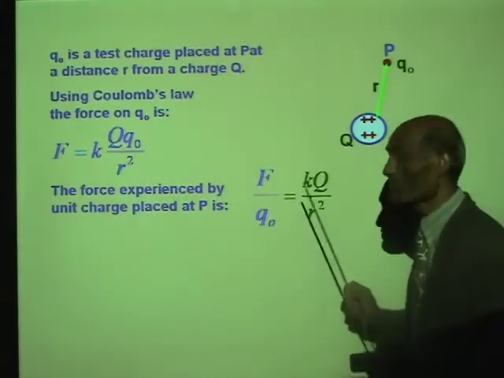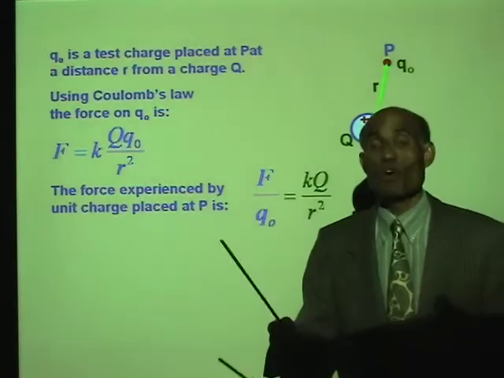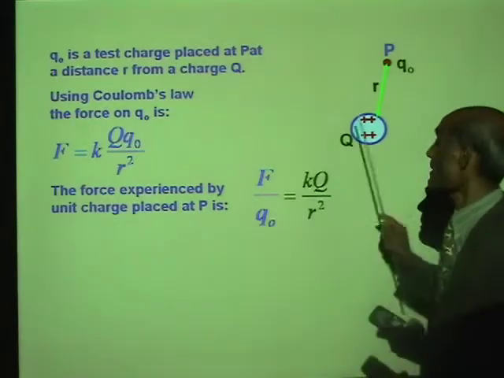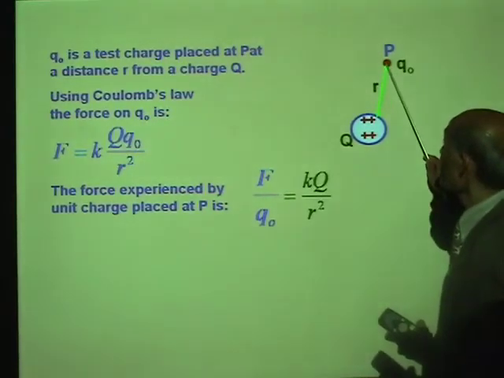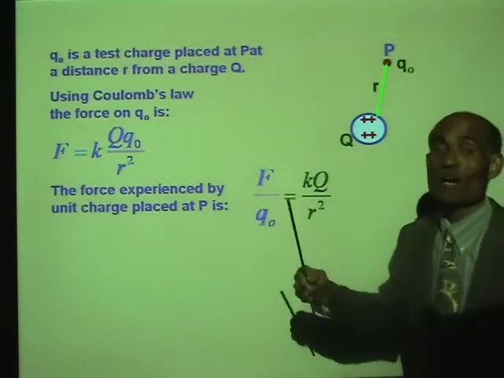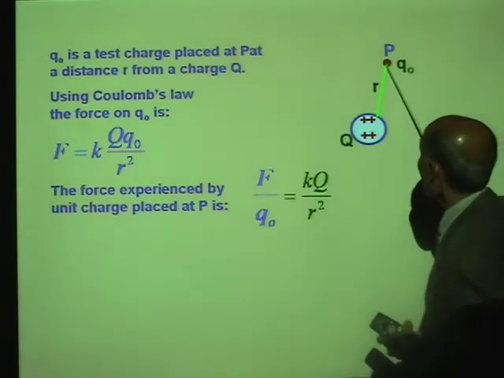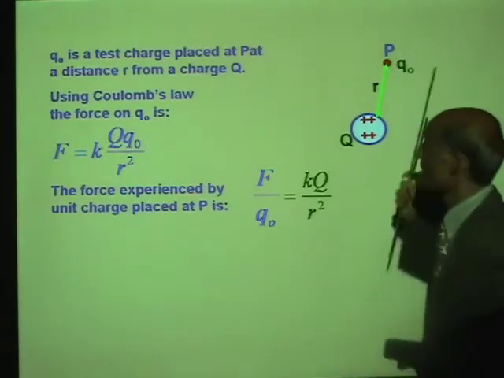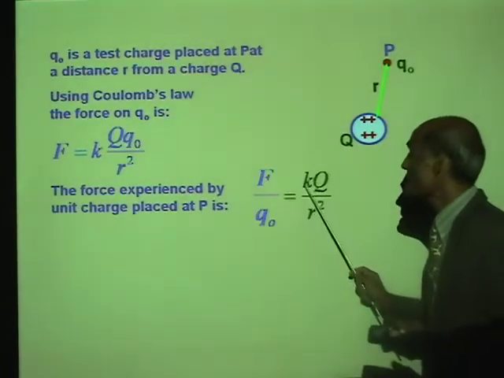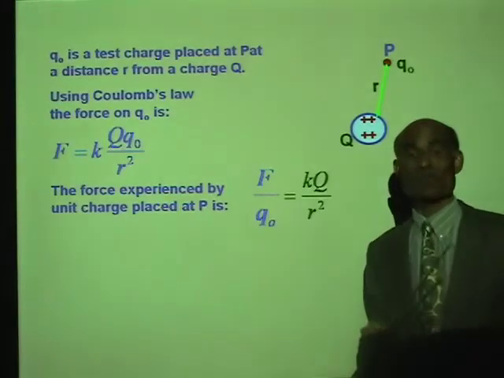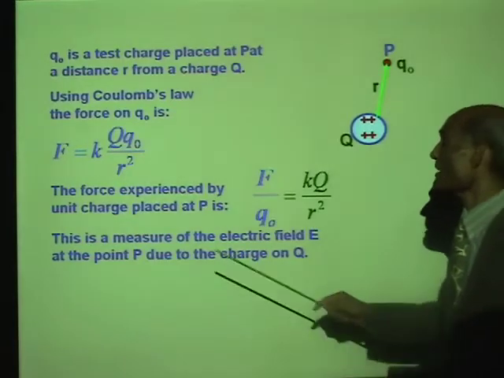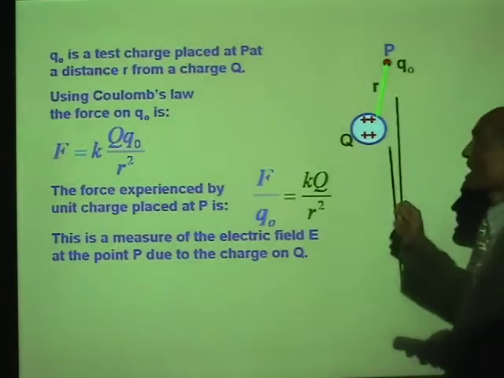And what does this quantity give you? It gives me the force per unit charge. And that is the definition of the electric field. The electric field at a point due to a charge Q is the force per unit charge when the unit charge is placed at that point. And the measure of that force per unit charge is kq over r squared. So this is a measure of the electric field E at the point P due to the charge Q.